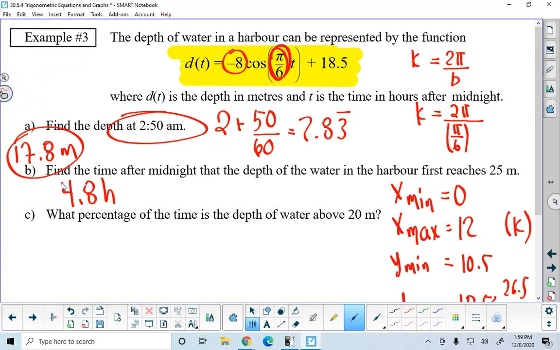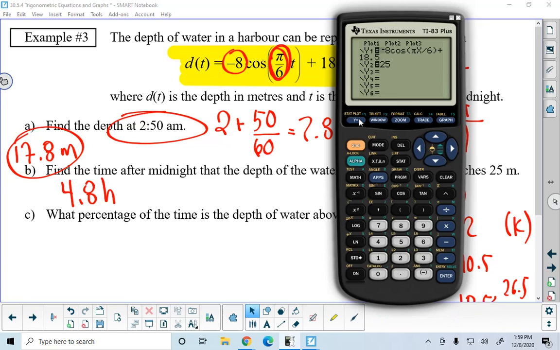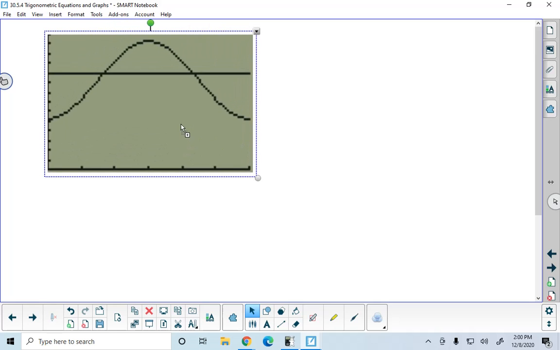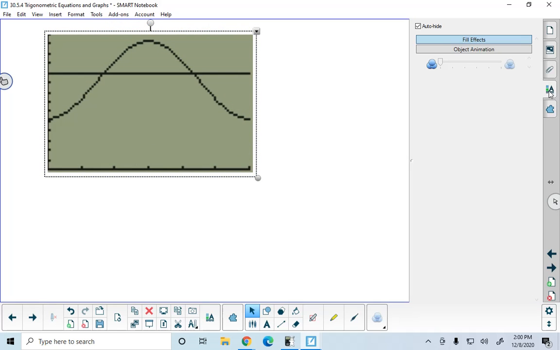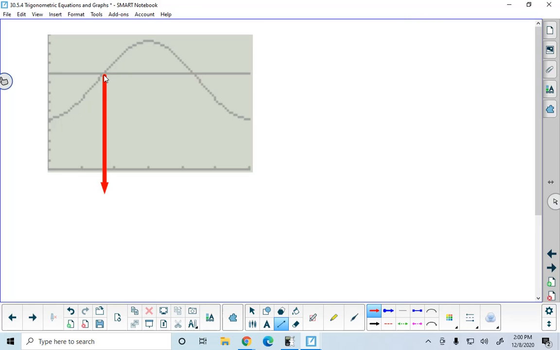The next question is, what percentage of the time is the water above 20 meters? So again, 20 is a y. We have to graph that to understand what this question is talking about. So for C, we want to determine the 2 times that the water is at 20 meters so we can find out what length of time it's above 20 meters.